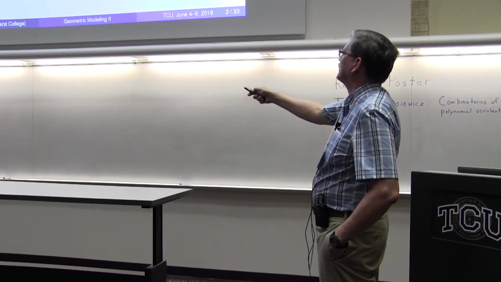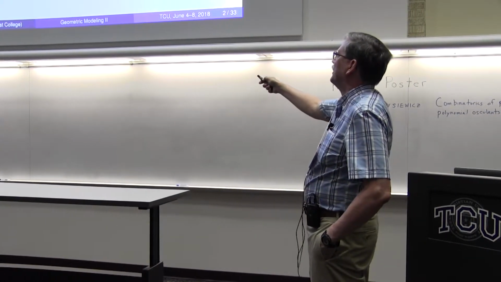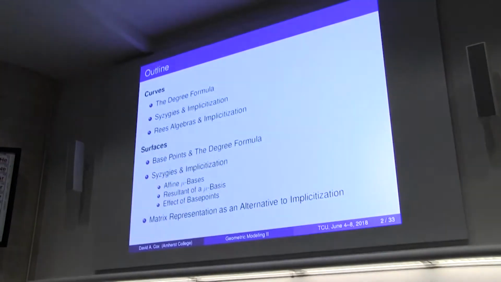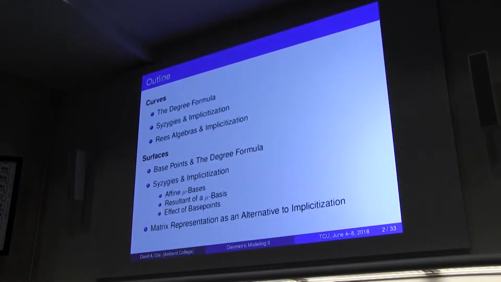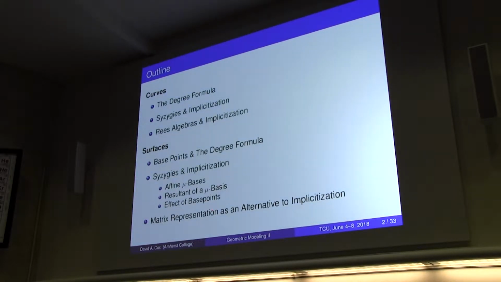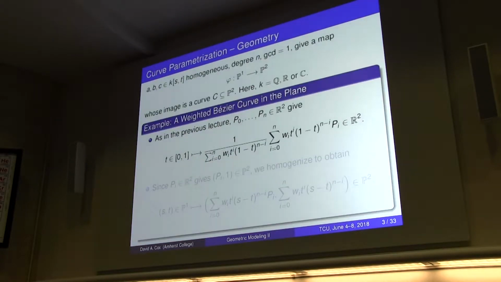And then we'll switch to surfaces, where there's a degree formula, but there's a new gadget called a base point that causes complications. We'll talk about syzygies and implicitization, but we'll have to work affinely. I'll talk about resultants and the effect of base points, and then we'll talk about this idea of matrix representation as an alternative to implicitization. And so that's the plan.